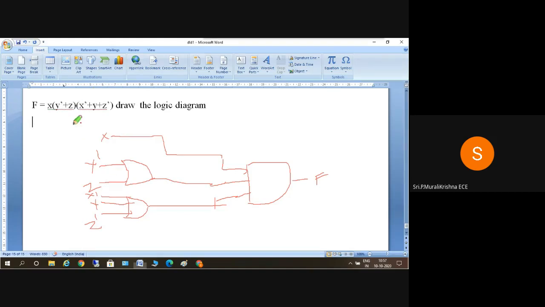Okay, so maybe a question like this may be asked: how many AND gates and OR gates are used for this expression? We have two sum terms here, so for two sum terms we'll be using two OR gates. And for the product of sums, we'll be using only one AND gate to perform the multiplication of all the sums here. In a similar way, product of sums.